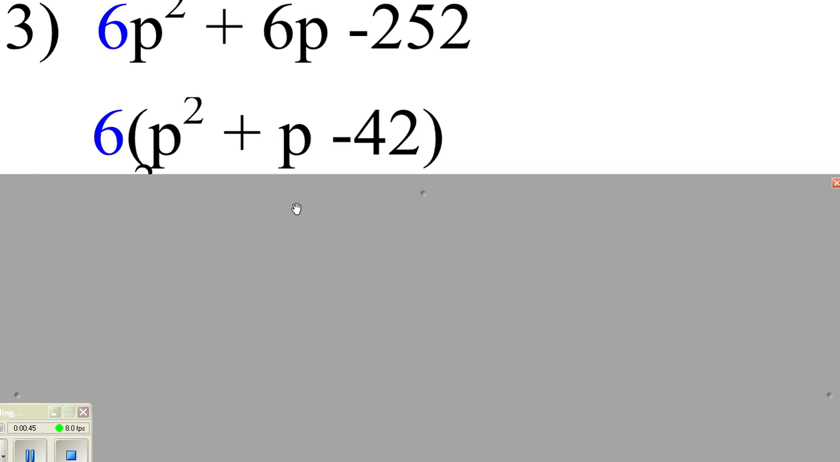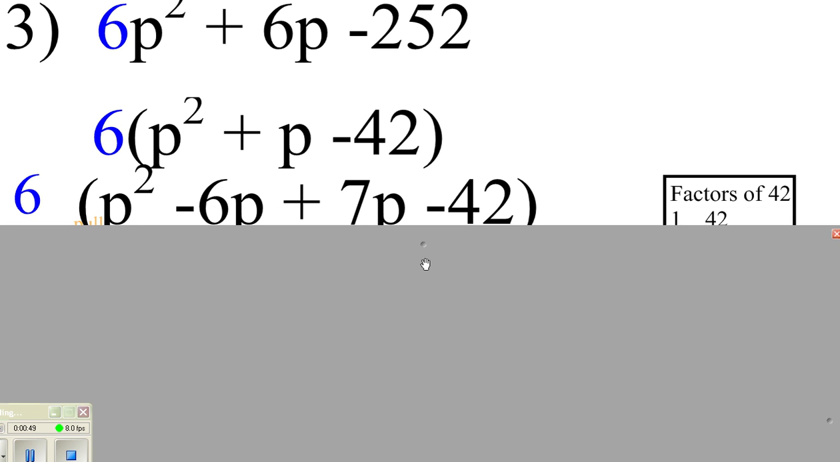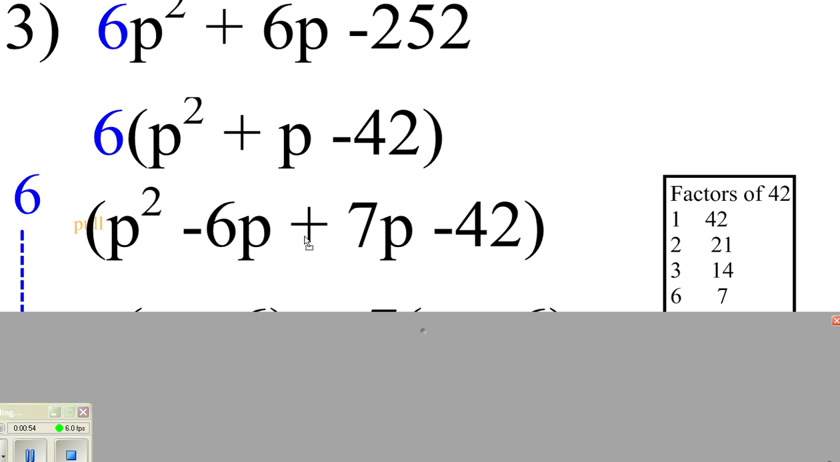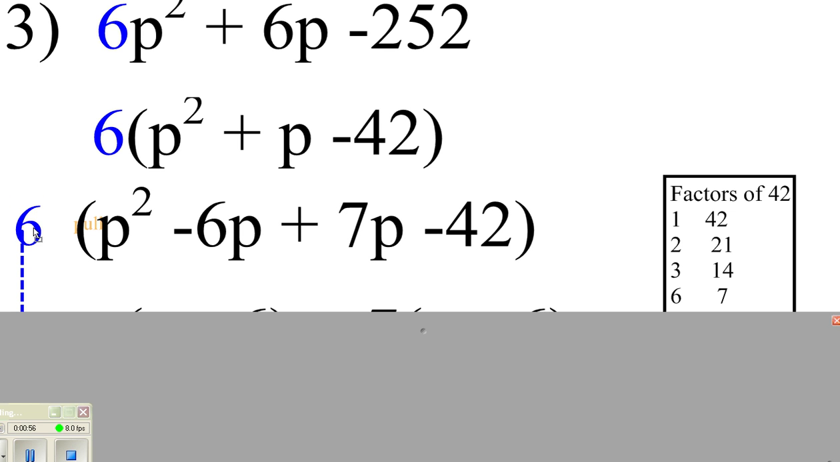Well, now we know that in order for the product to be negative, one of the factors of 42 has to be positive and one will have to be negative. So let's think about that over here. Factors of 42. 1 and 42, 2 and 21, 3 and 14. Oh, 6 and 7. Now the difference between 6 and 7 is 1. So for one of these to be negative and one of these to be positive, let's see.